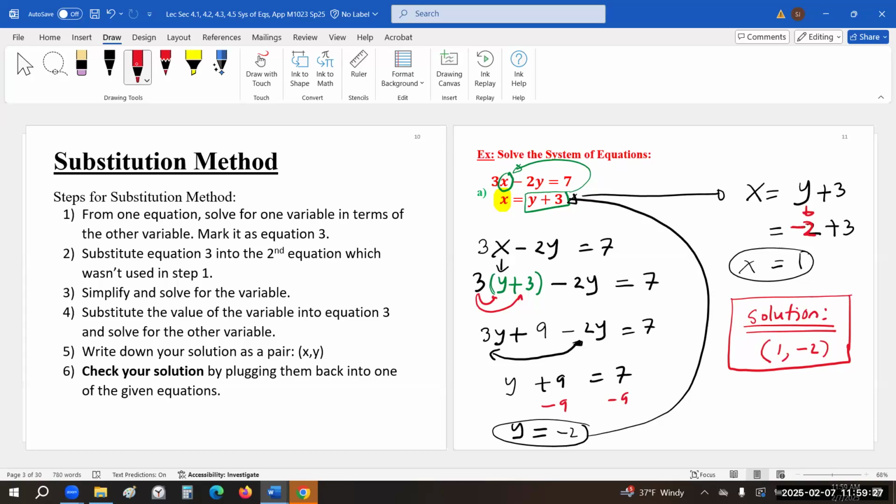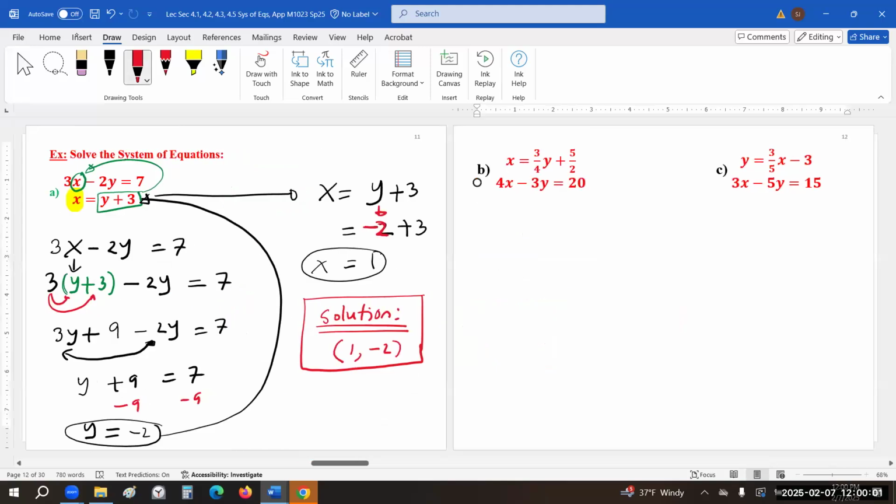If your variable is not alone, make one of the variables alone. It can be x, it can be y, it doesn't matter. Make one variable alone, and then whatever you have for that variable, substitute that into another equation. Solve for the variable, and then substitute into one of the equations to get the other variable. That's it. And we can actually verify whether this answer is correct or not by substituting into both equations. So you don't have to do that, but let's check our work.